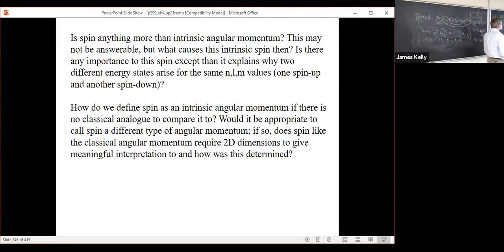Oh, these were a couple reading response questions from section 4.3, but had to do with spin, and you've read about spin probably now. We'll just barely start mentioning it today, but is spin anything more than intrinsic angular momentum? This may not be answerable, but what causes this intrinsic spin then? Is there any importance to the spin except that it explains why 2 different energy states arise from the same NLM values, one spin up and another spin down?